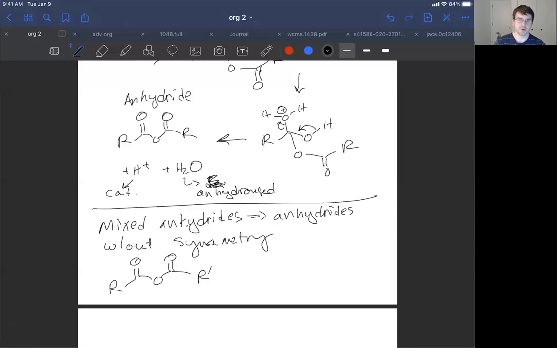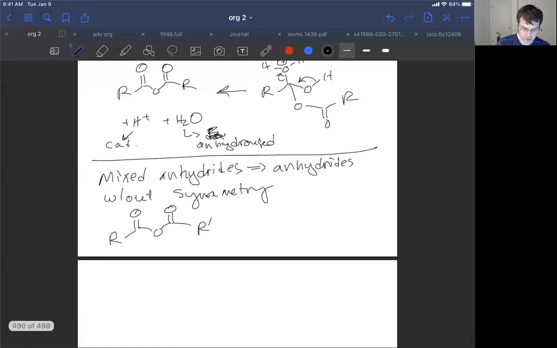Seems a little problematic because we would get what's called a statistical ratio based on the relative rate constants for each of them, where we would have some symmetric anhydrides where you've got the R groups being the same and then some where the R groups are different. And it's not necessarily going to be a 1-to-1-to-1 ratio depending on the rates of reaction for each of these things, how basic they are, how nucleophilic they are, and that sort of thing. So there's a more predictable way.